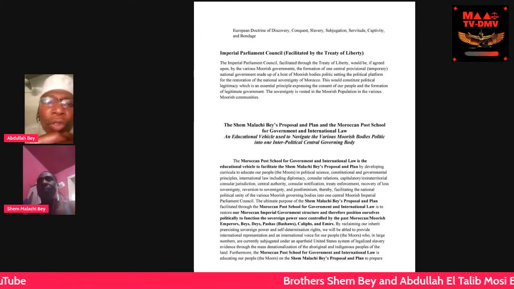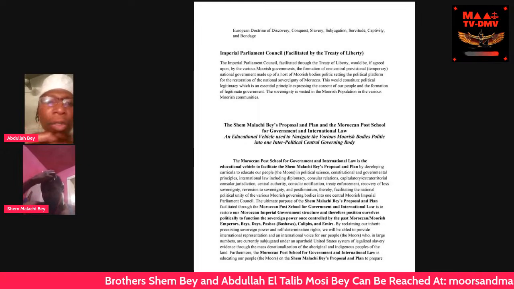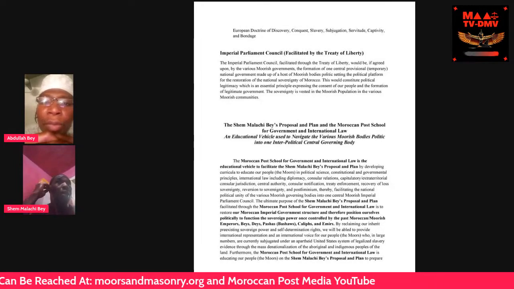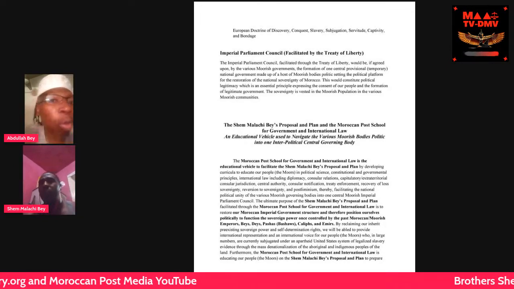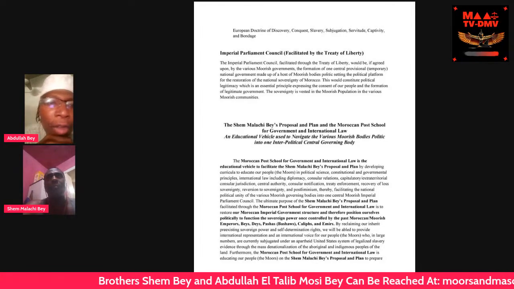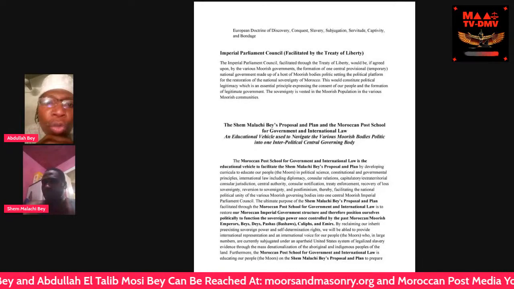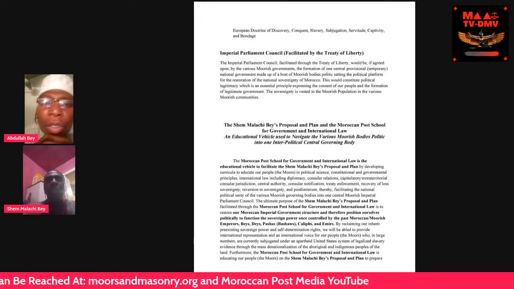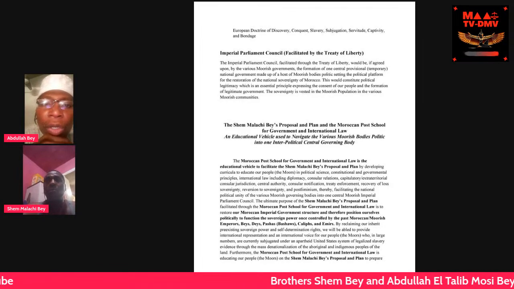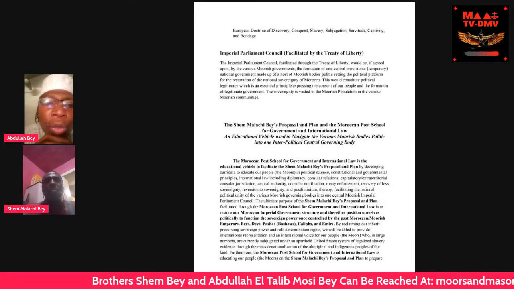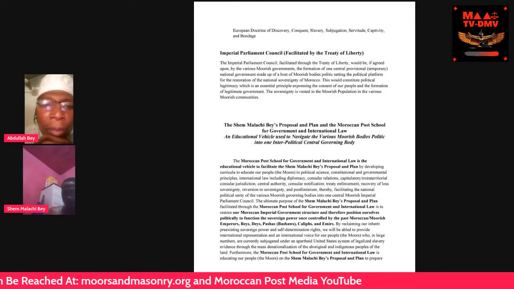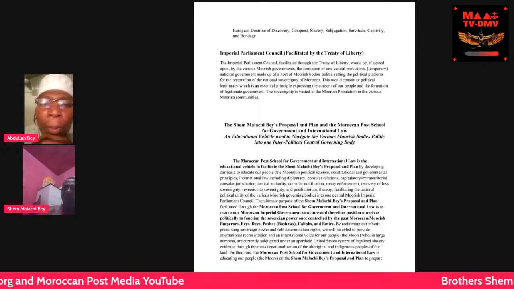Imperial Parliament Council facilitated by the Treaty of Liberty. I'm going to read and I want you to elaborate. The Imperial Parliament Council facilitated through the Treaty of Liberty would be, if agreed upon by the various Moorish governments, the formation of one central provisional temporary national government made up of a host of Moorish bodies politic, setting the political platform for the restoration of the national sovereignty of Morocco. This would constitute political legitimacy, which is an essential principle expressing the consent of our people and the formation of legitimate government. The sovereignty is vested in the Moorish population and the various Moorish communities.